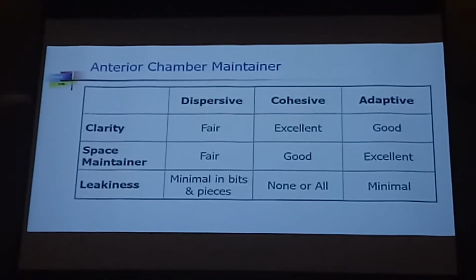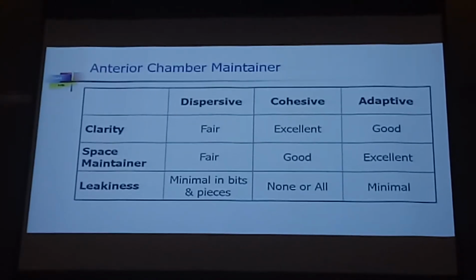As for clarity, the cohesive is probably the most clear. The dispersive is okay, but you have to wait for a while because it comes out as spaghetti in strings. After a while, they blend together, and they are okay. The adaptive is the best, I think, to maintain the space well because it can actually stack up vertically without moving sideways. As for leakiness, the dispersive leaks in big pieces, so it's not a big problem. The cohesive leaks either all or none, none or all.